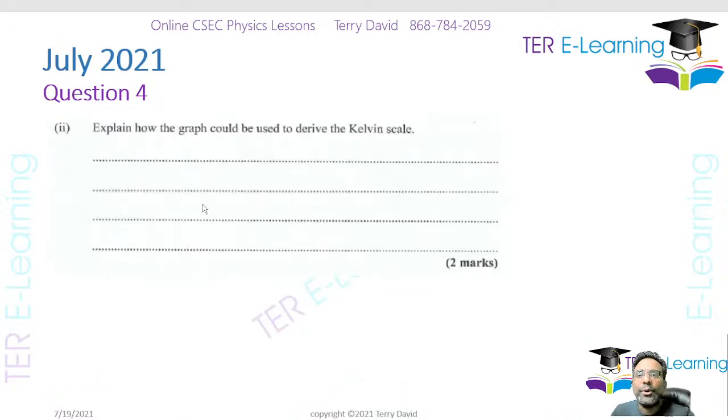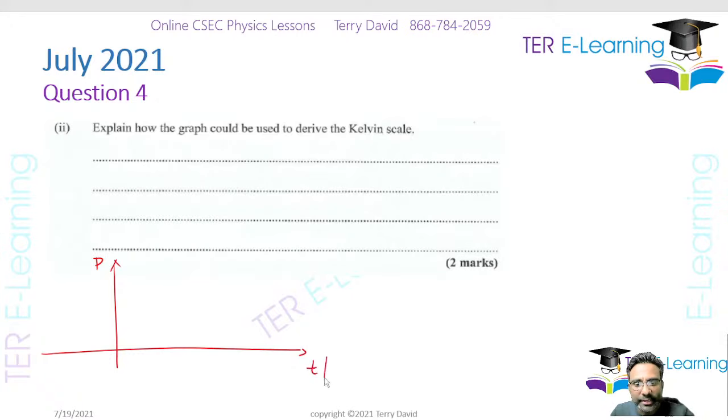Next part, explain how your graph could be used to derive the Kelvin scale. So this is what your graph looks like. This is pressure. This here is my temperature in degrees Celsius. Now, the graph is supposed to be a straight line like this. This particular graph is one of those graphs used to help establish the Kelvin scale. Now, if I extrapolate this graph, it is going to cut my temperature axis at minus 273 degrees Celsius.